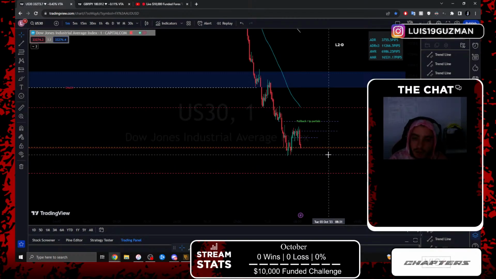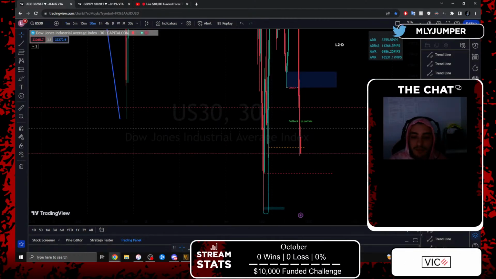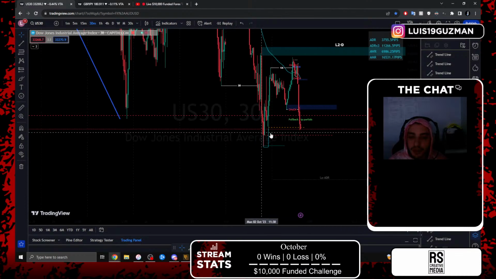Boom. That's the entry. Stop loss at the high of that wick. I'm not entering. I'm just giving you guys a signal at this point. I'm good with this trade. I already took my pips from this one. Straight into profit. Again, your TP would just be the low of the day.